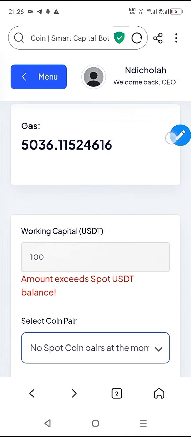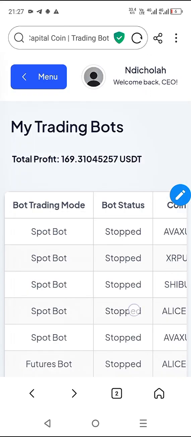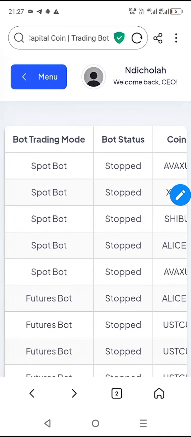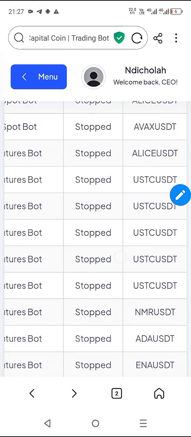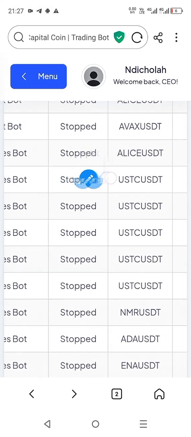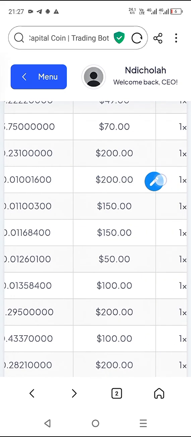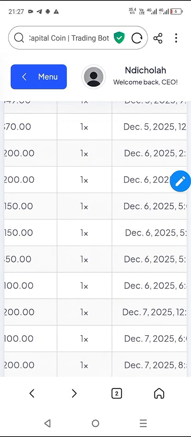So how to do looping is this: let's say you've entered USTC with $100, and market manipulation happens. You go to the menu here and check the record of the trade. That is, you click on my trading bot here to check the record of your trades. These are some of the records of trades taken on this bot. Let me use this particular trade as an example. Can you see this is a USTC trade? Let's say you enter USTC here with $100, because your total money is $500 on spot balance.